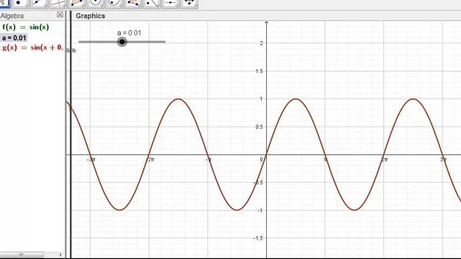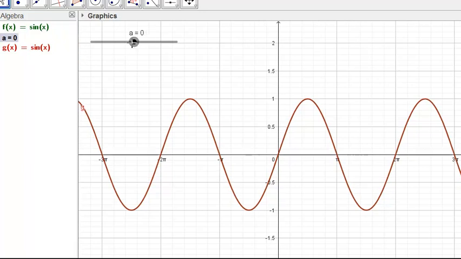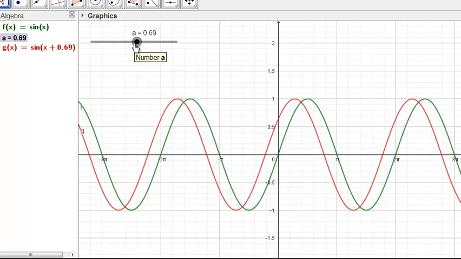So a right now is 0.01. So let me just move it back. Notice it disappears. Let's increase the value of a. So if a is increasing and becomes positive, this should then move to the left, right? At what value of a will the two functions overlap again? So let's take a look at that. So I'll just go increasing the value of a.